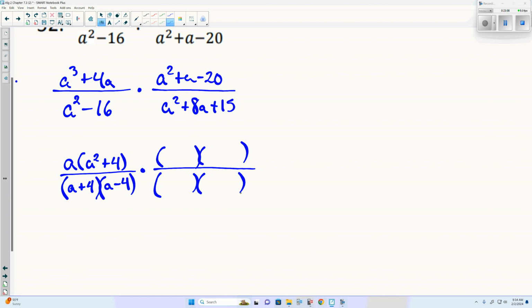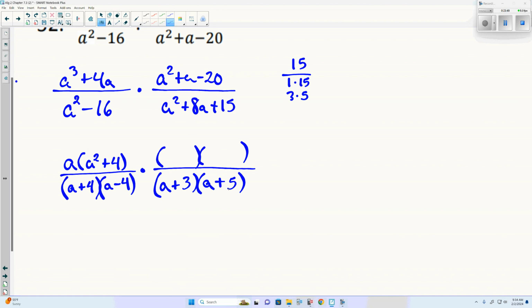Now we do need to factor the other two. There's no common factor between a squared plus a and negative 20, or a squared plus 8a plus 15. So top and bottom, no greatest common factor. Which, a squared plus 8a plus 15: since the third term's positive, our signs are the same, matching the sign of the middle term. Only factors of a squared are a and a. Factors of 15, 1 and 15, or 3 and 5. 3 and 5, if we check this, we would get a middle term of 8a. So those are the correct factors.